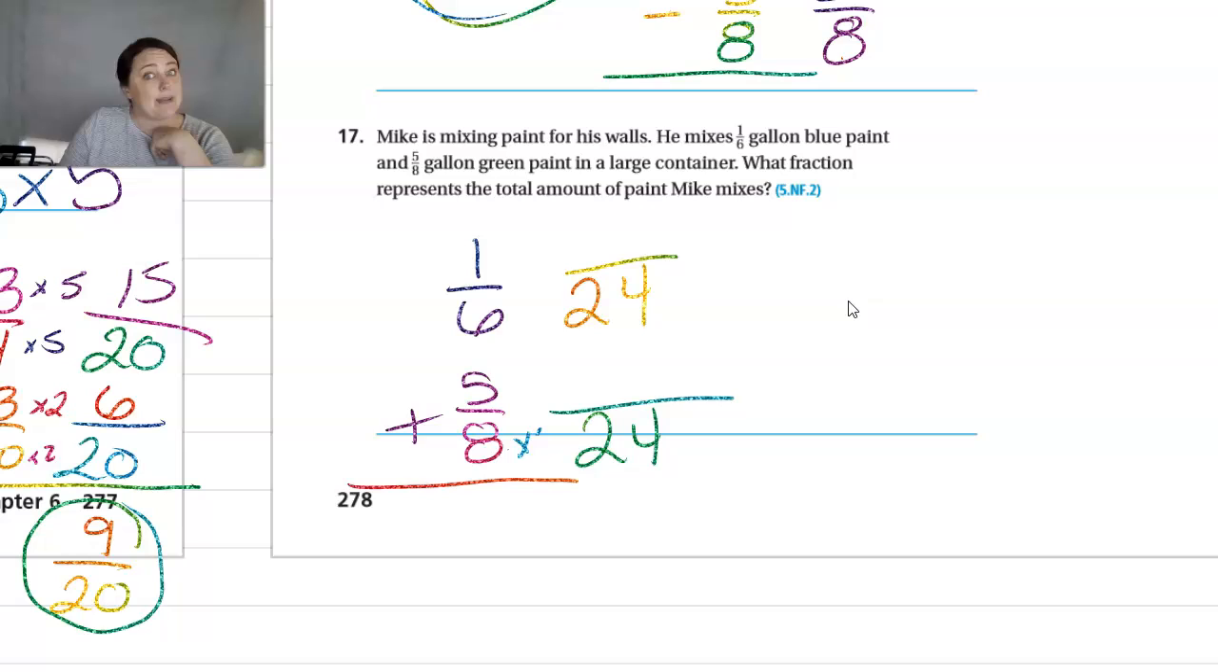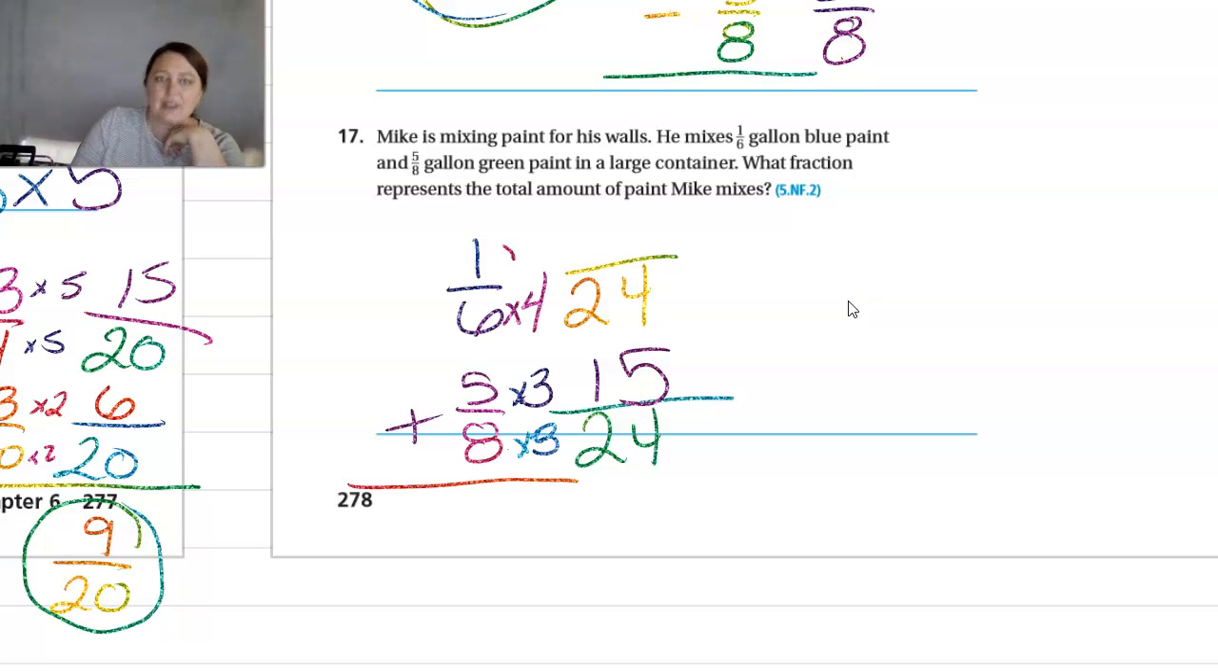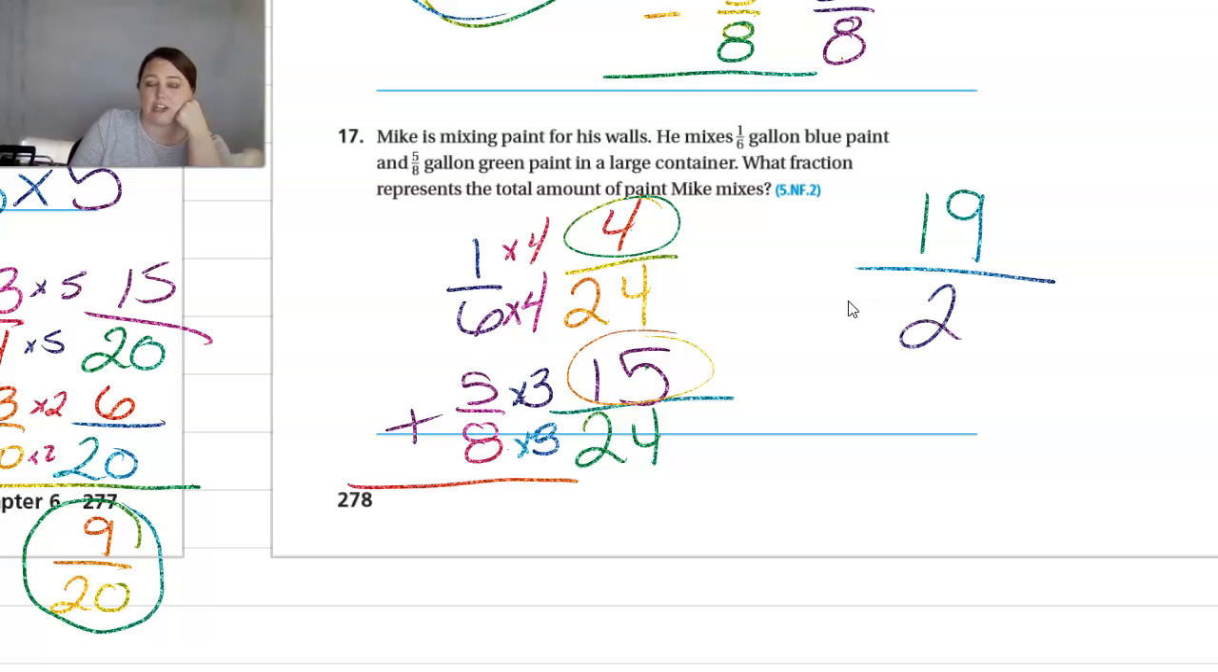8 times 3 is 24. Whatever I do at the bottom, I must do to the top. 5 times 3 is 15. 6 times 4 is 24. Whatever I do at the bottom, I must do to the top. 1 times 4 is 4. Now I just add my pieces. 4 plus 15 is 19, and my denominator does not change.